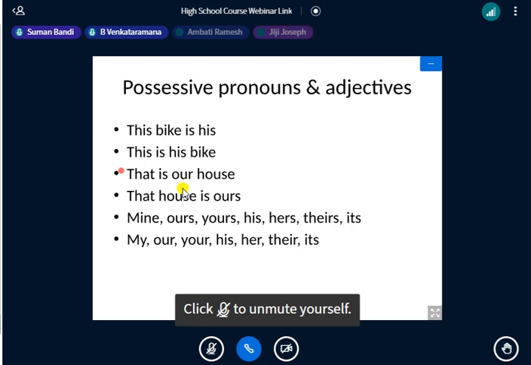Okay? So that is the difference. The question is whether it follows a noun or not. If it follows, it's an adjective. Otherwise, it is a demonstrative pronoun. Okay?